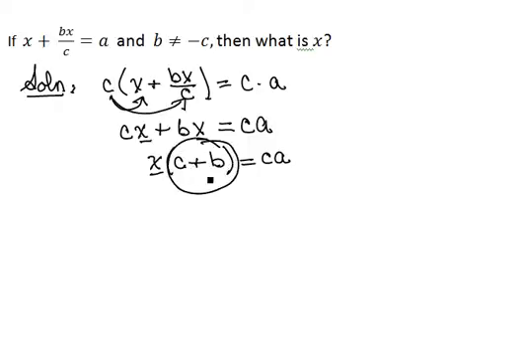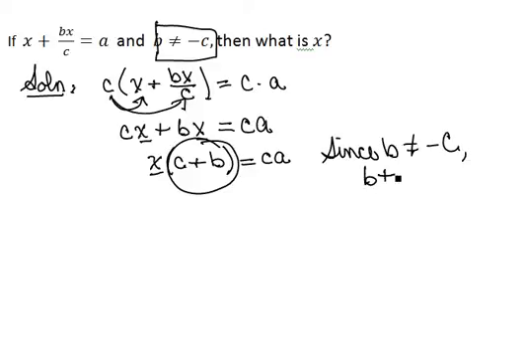So to get x by itself, I want to divide by this quantity. Now remember, I can't divide by 0, so I'll somehow have to decide if this is equal to 0, and that's where this comes in. They told us that for a reason. Since b is not equal to negative c, if I add c to both sides, that tells me that b plus c is not equal to 0, and because addition is commutative, that also means that c plus b is not equal to 0. So I can divide by it.